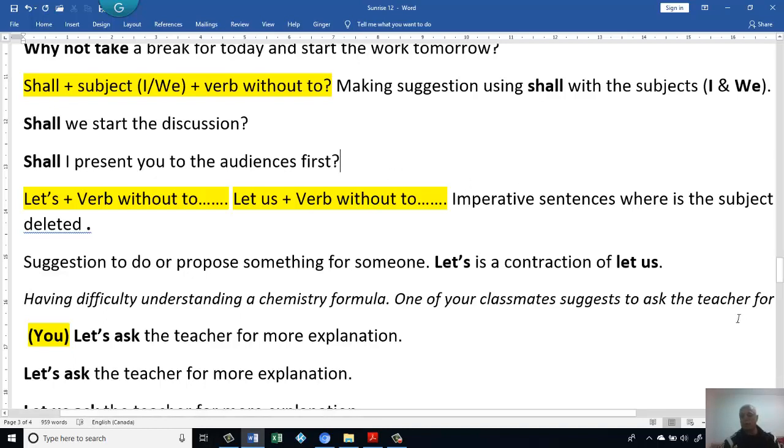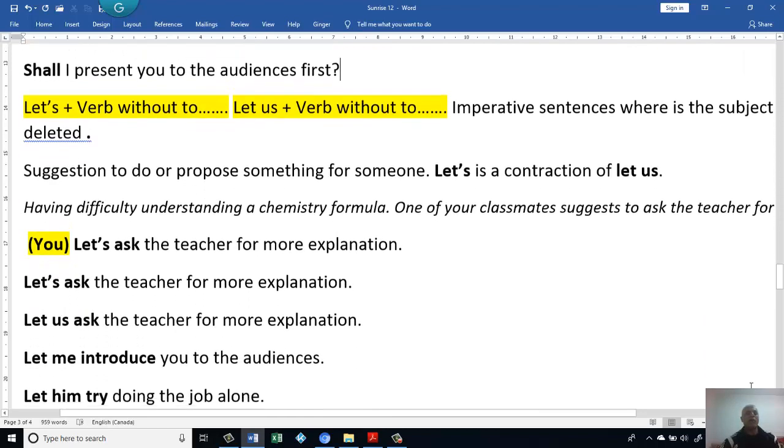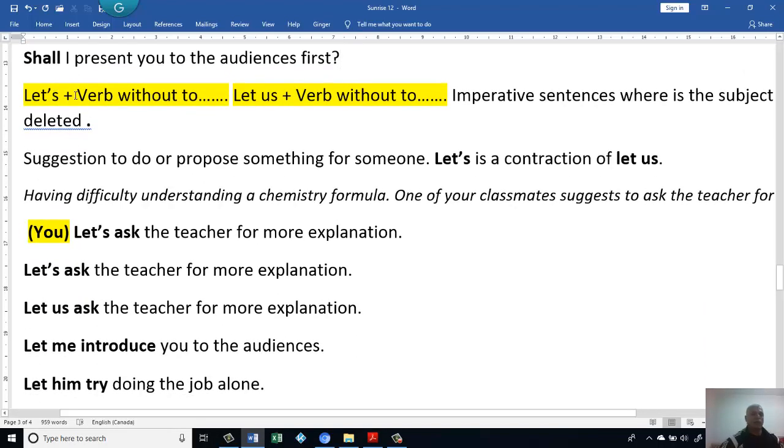Okay, let's continue with another situation. Sometimes we have let's plus the verb without to, and sometimes we say let us. If we go to reality, both of them, let's and let us, have the same meaning. Then here we could say the imperative sentences where the subject is deleted.